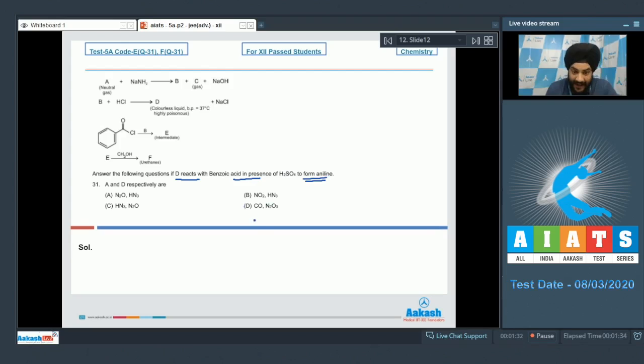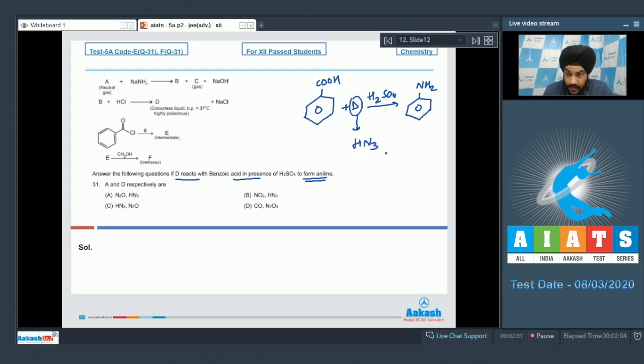So students, we have a very strong hint given over here. It is given that D reacts with benzoic acid in the presence of H2SO4 to form aniline. So students, this must mean that the compound D over here is HN3, which is hydrazoic acid, and we are talking about the Schmidt reaction over here. So students, it is established that the compound D is hydrazoic acid.